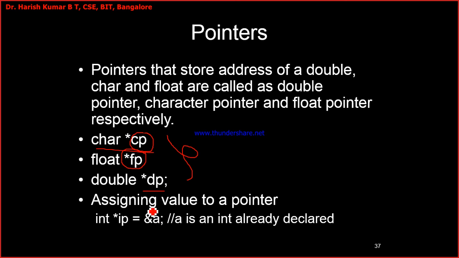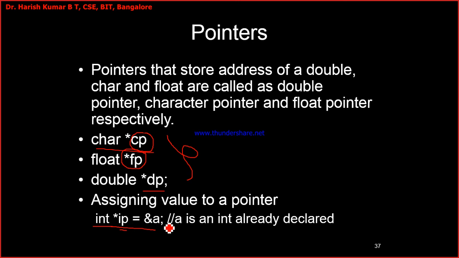Now how do you assign values to pointers? As I already told, a pointer stores the address of another variable. This is how I can do it: int star IP is equal to ampersand A, assuming A is an int already declared. It must be an integer variable, and by this ampersand, because what you can assign to a pointer is the address of another variable. Ampersand means address of A. Now you are assigning the address of A to this IP.